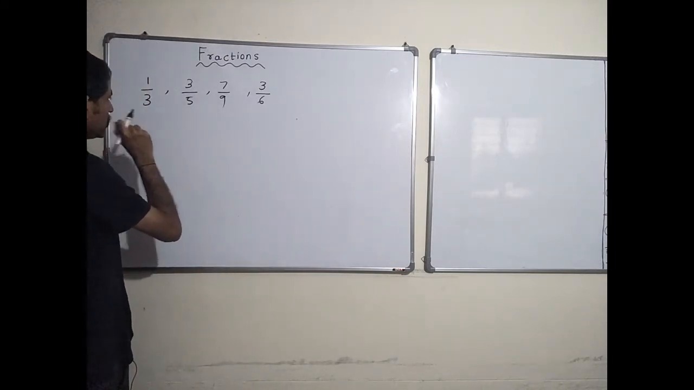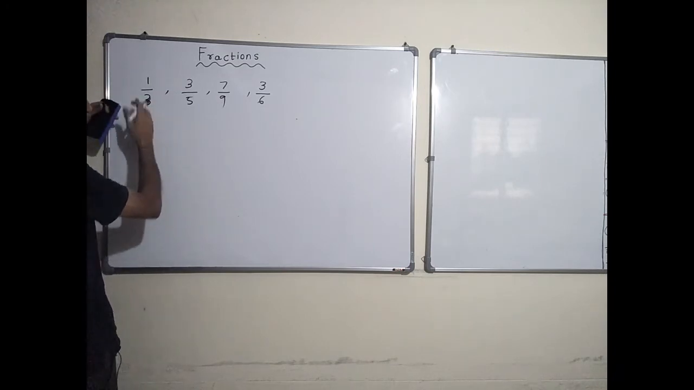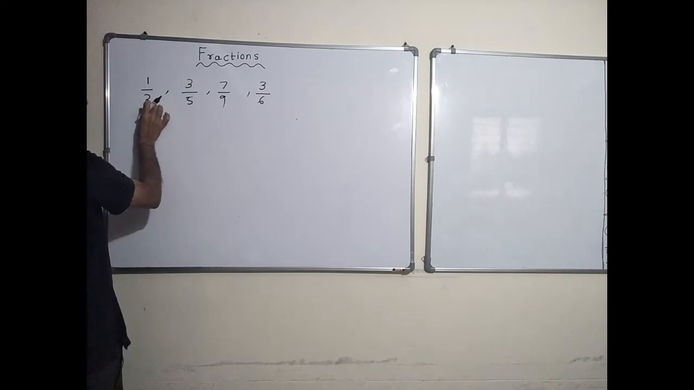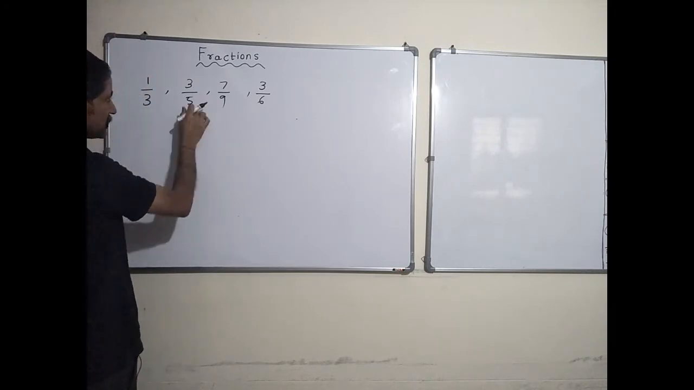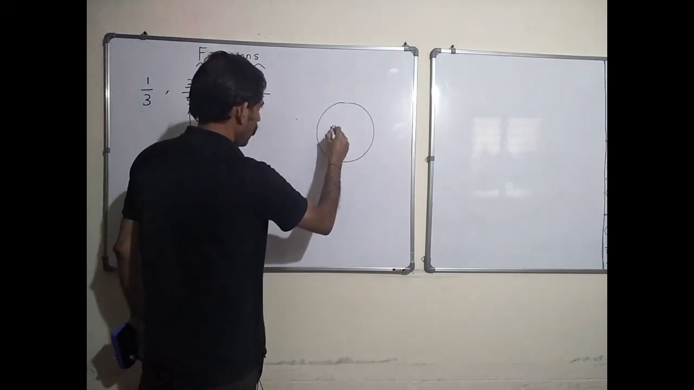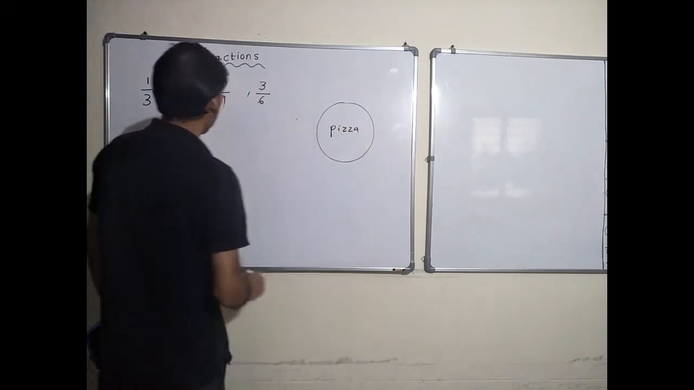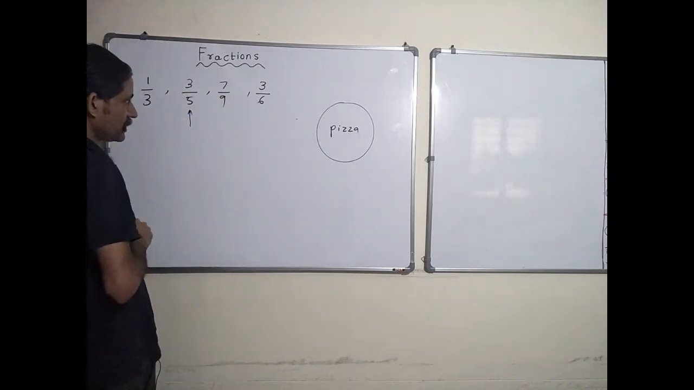So the question is, the fraction 1 by 3 can be interpreted as: out of 3 pieces, I get 1 piece. Out of 5 pieces here, let's say of a pizza, let's say all these are parts of a pizza, the pizza is divided into 5 pieces and I am getting 3 out of it.